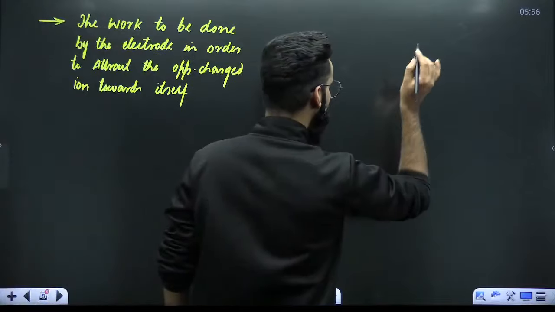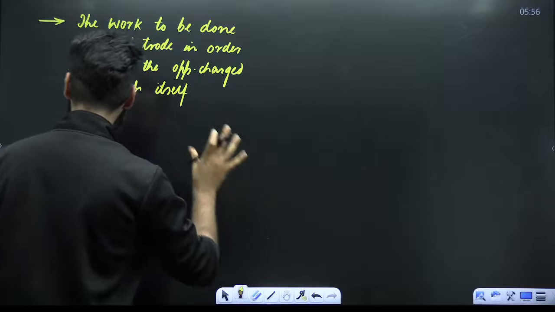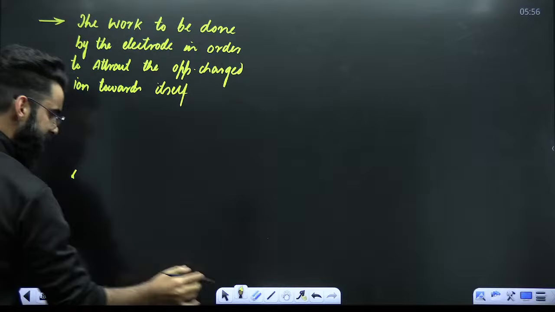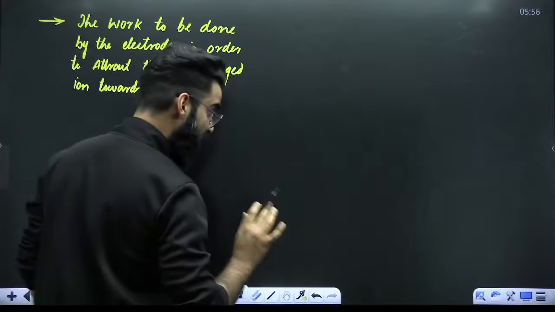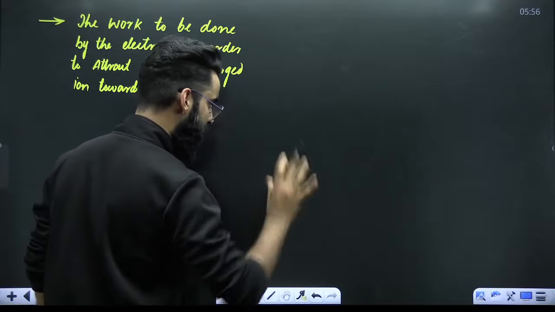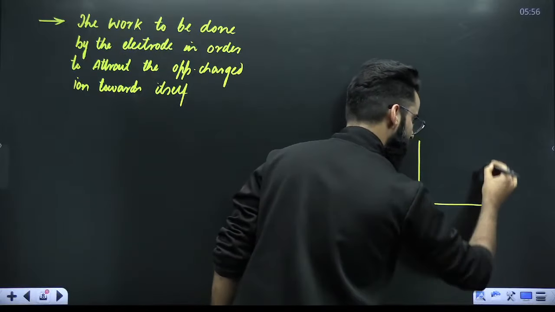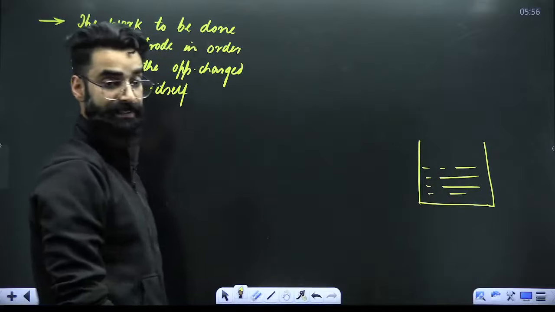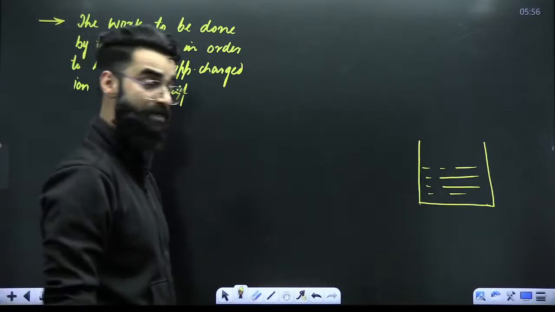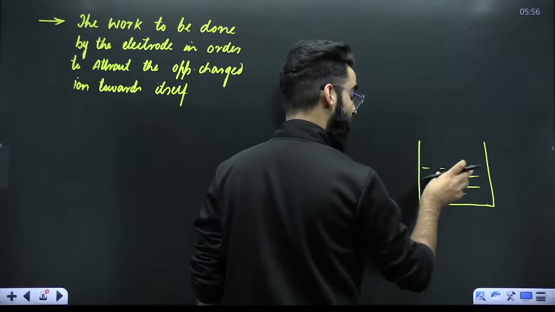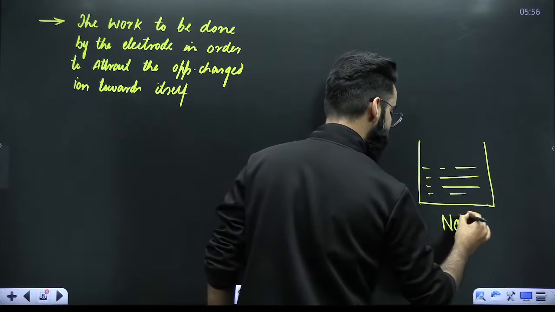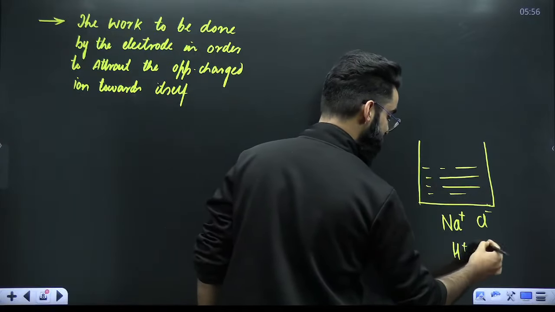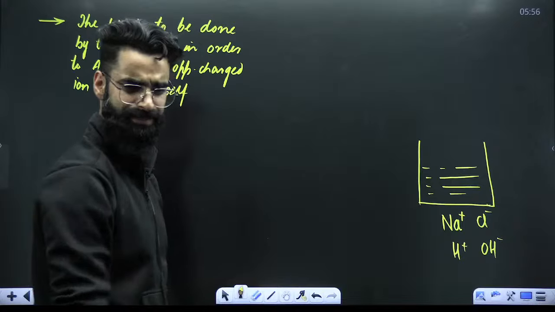See, guys, for example, I have to do the electrolysis of aqueous NaCl. My dear students, this is the container which we have, and in this container I'm keeping aqueous NaCl. That means there is NaCl as well as water, right? So how many types of ions will be there? There'll be Na positive, Cl negative. Since there is water also, there'll be H positive ions and OH negative ions. As simple as that, right?